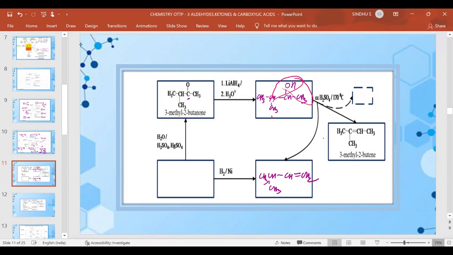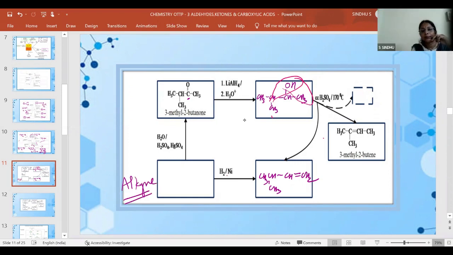So here, what will be our starting material? Have I written right? Yes, ma'am. So it gives us this one, 3-methyl butanone. This is from the ketone, and hydrogenation of something is giving us this. So this should be a hydrocarbon, madam. Alkyne, right, sir? Yes, ma'am, alkyne.